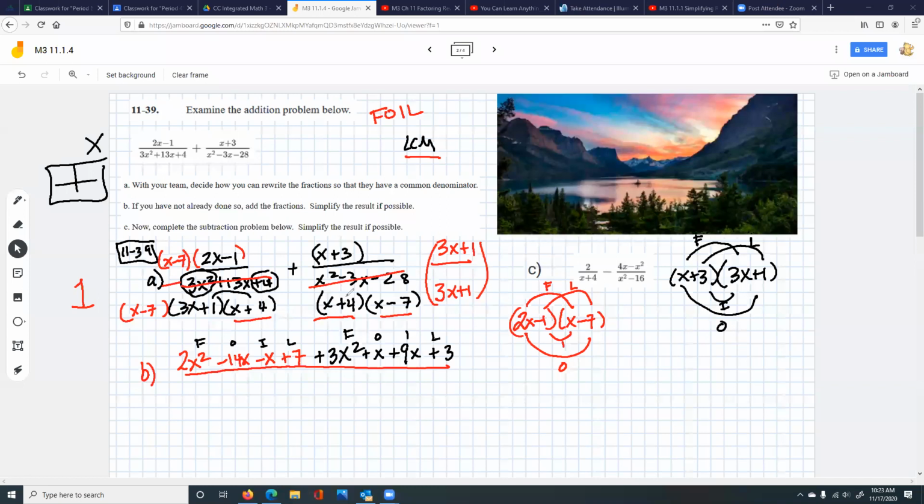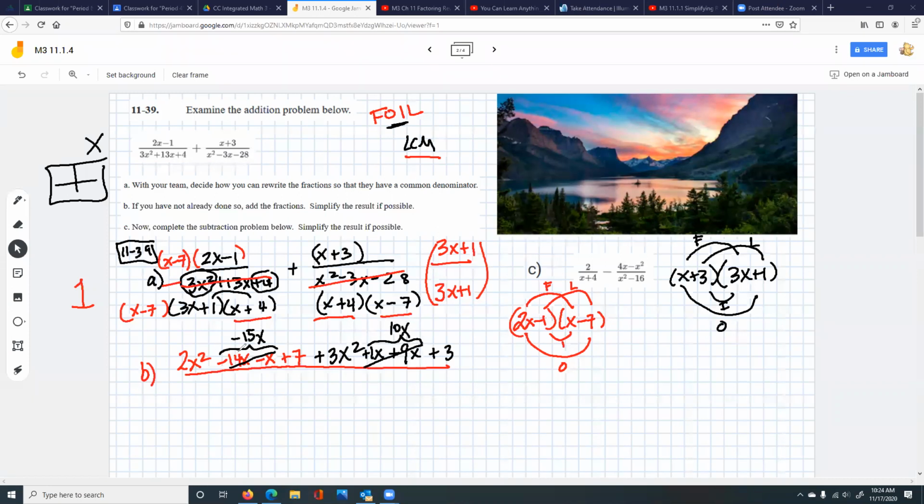Okay, now we have to start combining a bunch of stuff. I need to erase my FOIL that I wrote. I see some like terms I could have combined. So I'm going to go ahead and combine these middle two here. When you do FOIL, you can usually combine the outer and the inner terms. Negative 14x minus x is negative 15x. And then these two, these are my middle terms here. 1x plus 9x is 10x. So I can cross those out. That's 10x now.